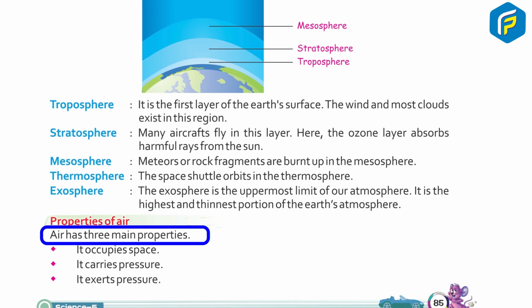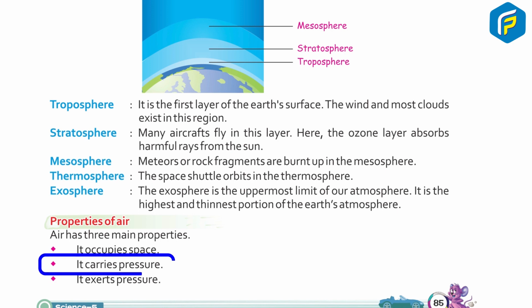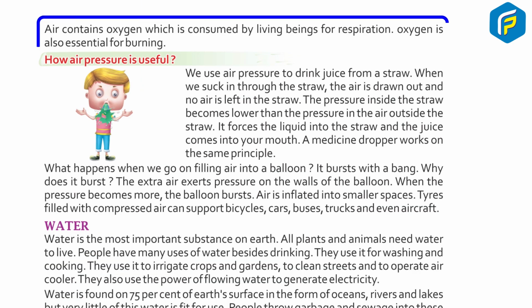Properties of air. Air has 3 main properties. It occupies space, it has weight, it exerts pressure. Air contains oxygen, which is consumed by living beings for respiration. Oxygen is also essential for burning.